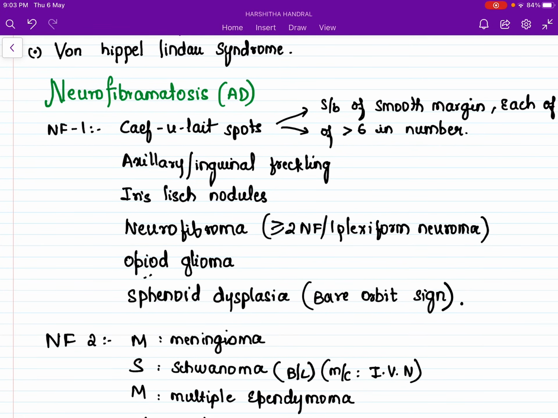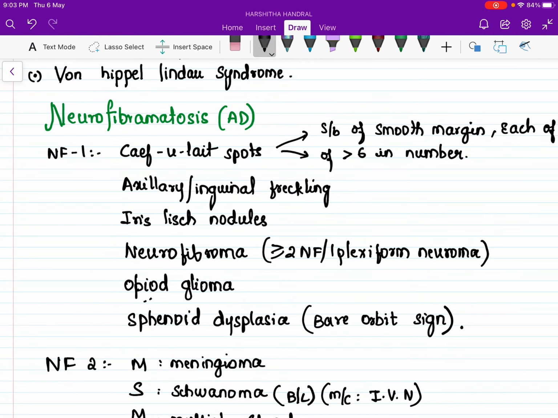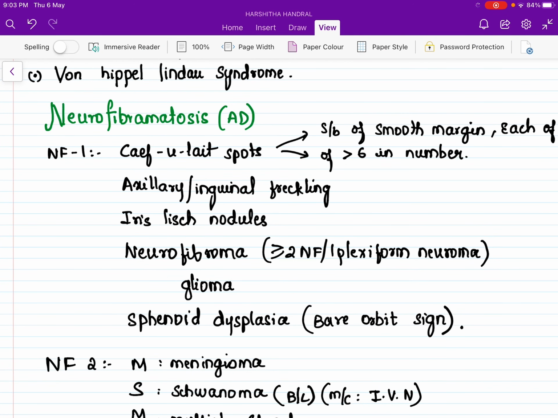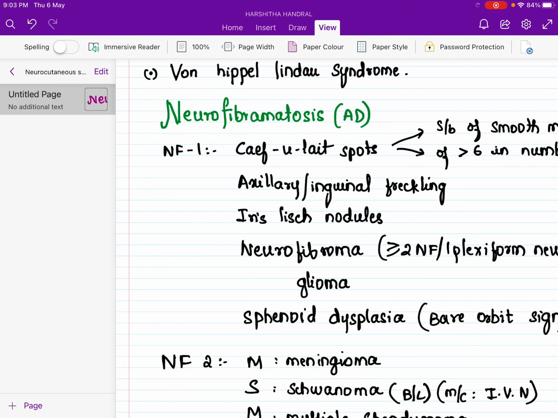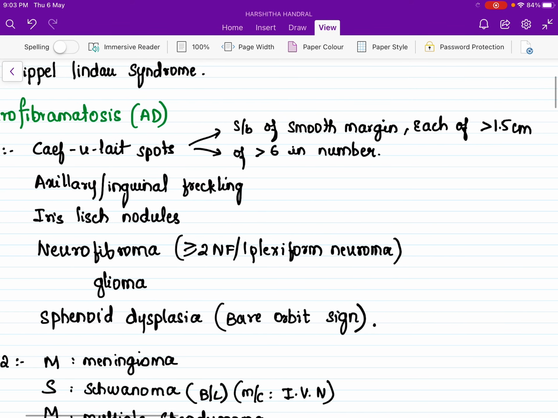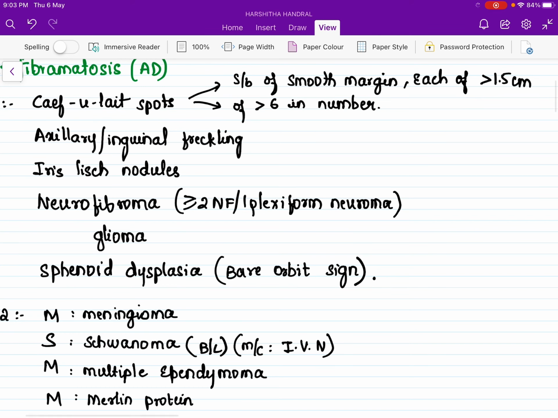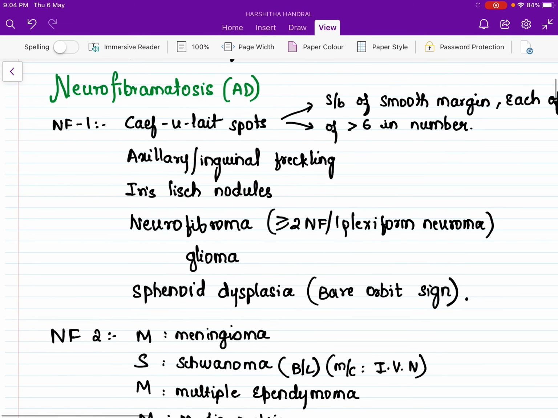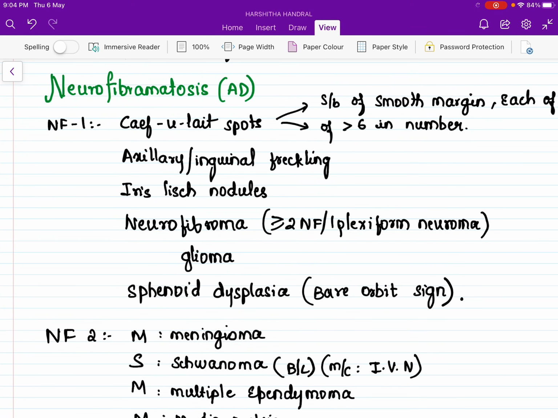In NF1, the characteristic features are café-au-lait spots, axillary or inguinal freckling, iris Lisch nodules, neurofibroma, and optic glioma. So this is not opioid, this is optic glioma. Then sphenoid dysplasia, which is referred to with a bare orbit sign radiologically.